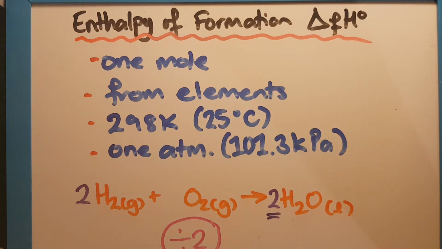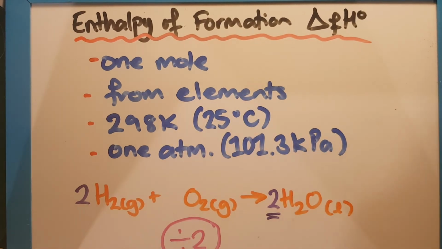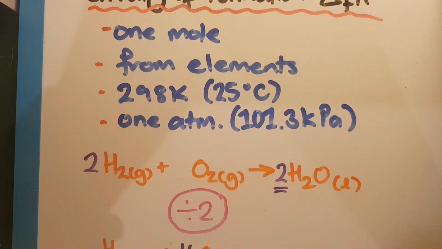So if I was looking at the formation of water, then the first thing I would do is show the elements that it's made up of, which is hydrogen and oxygen. Both of those under standard conditions are H2 and O2 respectively, and they are gases. Our state of matter does matter. The definition says it has to be 1 mole. So when I balance this equation, I see that I've got 2 moles of water. So what I have to do is divide the entire equation by 2.